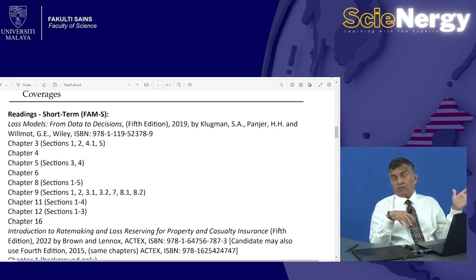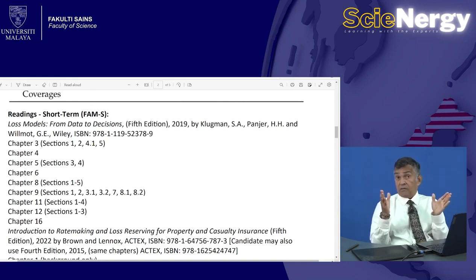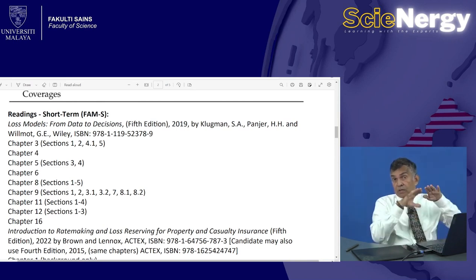We have Loss Models by Klugman, good. That's a famous textbook, and Stuart Klugman is a famous actuary, so that's his book we'll be covering. And then we have the book by Brown, Reserving. It used to be just Reserving, but now it's got Rate Making and Reserving. And then we have a book by Bloom on health insurance. So we're going to cover ideas from these 3 books.